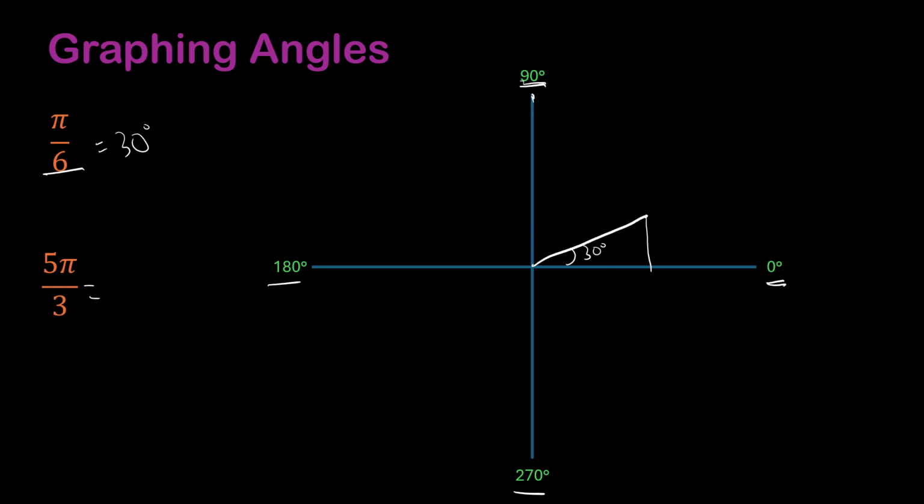5 pi over 3 is 300 degrees. So where would that be? It would be in the fourth quadrant, in between 270 and 0, right? But it's also 360 is another way of writing this, because 360 is all the way around. So 300 would be somewhere here. This angle, or this 300, actually is measuring from 0 to here, so 300. So here to here would be 60 degrees, right? Because all the way around is 360. So that's how that works.